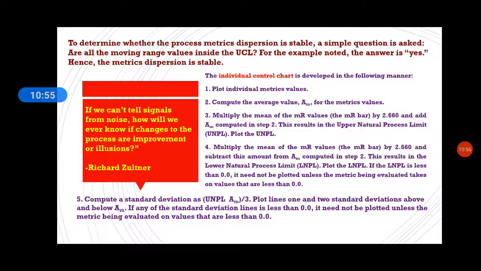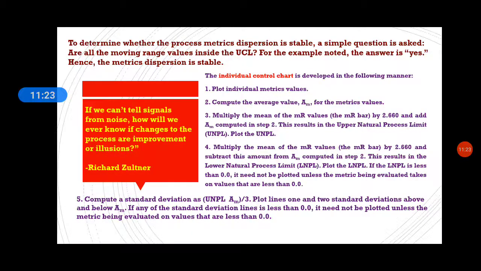In order to determine whether the process metric dispersion is stable, a simple question is asked: are all the moving range values inside the UCL? For the example noted, the answer is yes. Hence, all the metric dispersion is stable in the considered example.